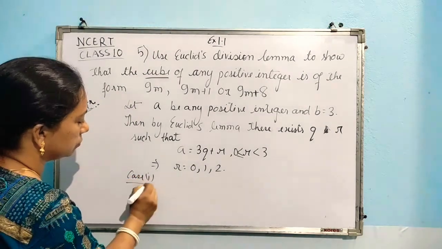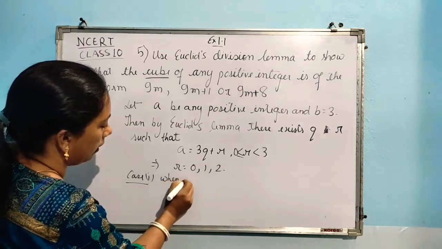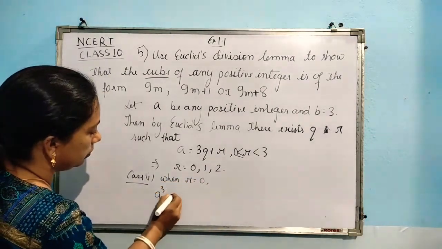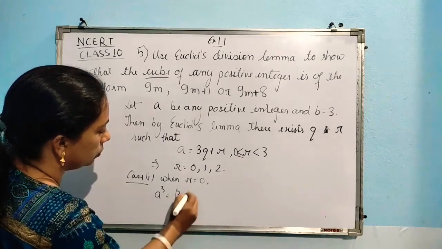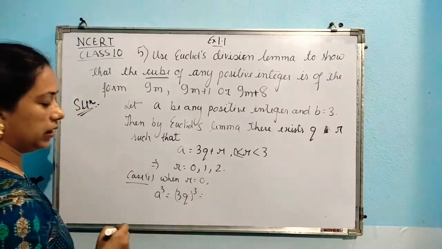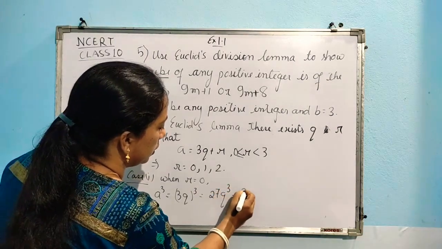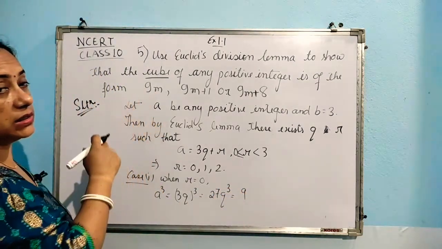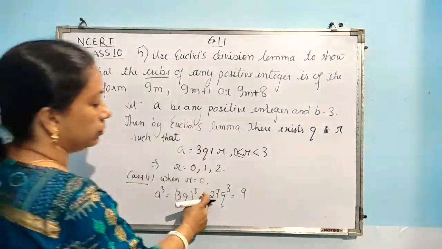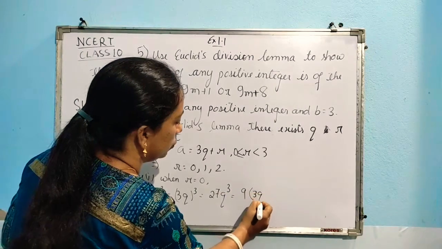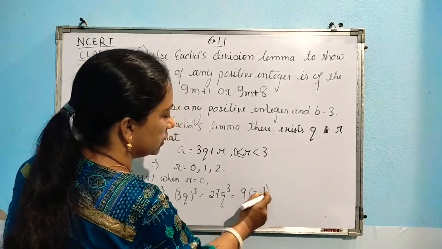I am starting with case 1, when r equal to 0. So a cube will be (3q) whole cube. 3 3s are 9, 9 3s are 27 q cube. Now I have to express it as a multiple of 9, so I will be taking 9 outside. If I take 9 outside, 3 q cube will be left. 9 3s are 27 q cube.